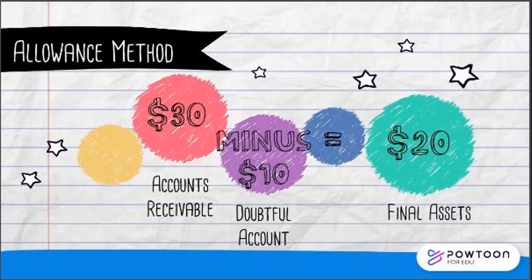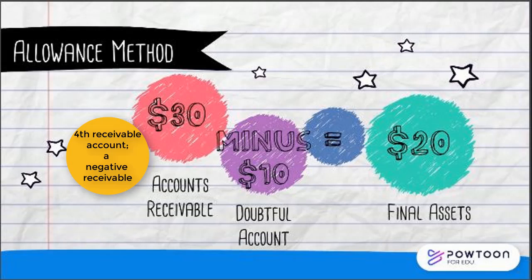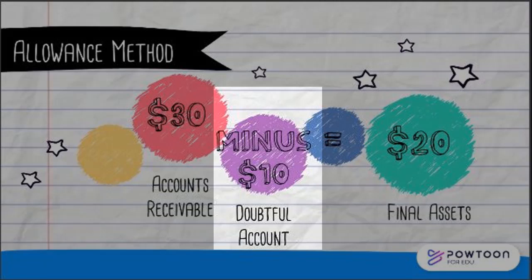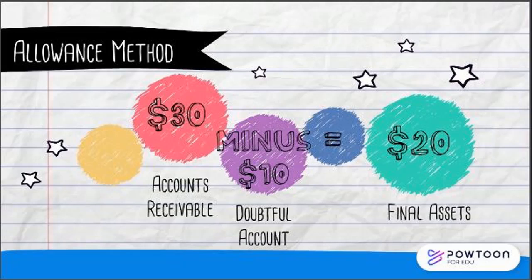So what do you do? Well, you create basically a fourth receivable, except this is going to be a negative receivable. The negative receivable is going to be called the allowance for bad debts, or the allowance for doubtful accounts. And in my example, that allowance, that negative receivable, is going to be valued at minus $10. If you do that, then you will have technically 4 different receivable accounts.